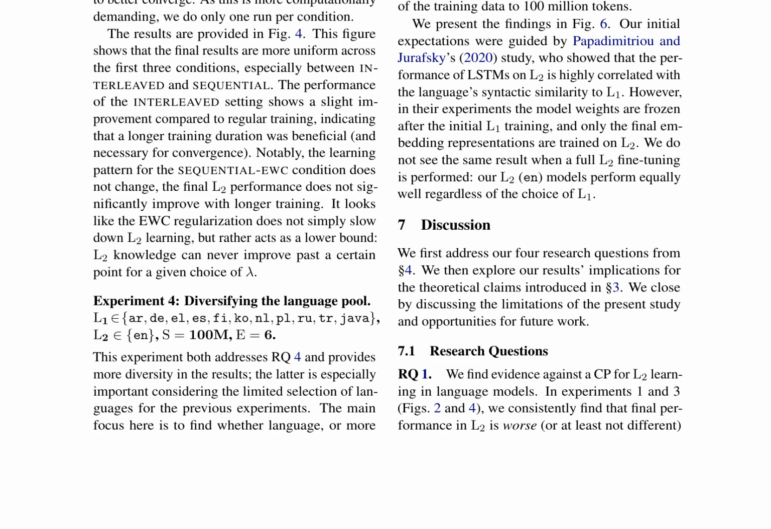The findings provide key insights into the CP hypothesis and its implications for language learning in neural networks. The study's results also highlight opportunities for future work, including exploring the effects of language similarity on the CP hypothesis and investigating the use of other regularization techniques to mitigate catastrophic forgetting.